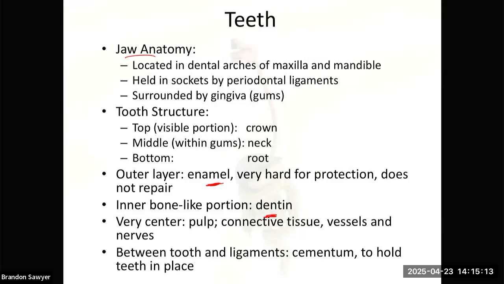Then the very center has connective tissue and blood vessels and nerves. So when our teeth get too thin and get sensitive, it's because we're getting too close to where those nerves are, and we're breaking down the enamel. But then we have super strong ligaments that hold our teeth to our jaw and to the bone there, and also this special material called cementum that holds everything in place.